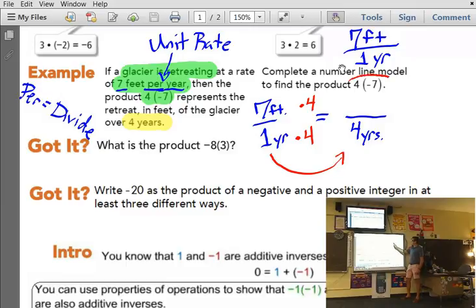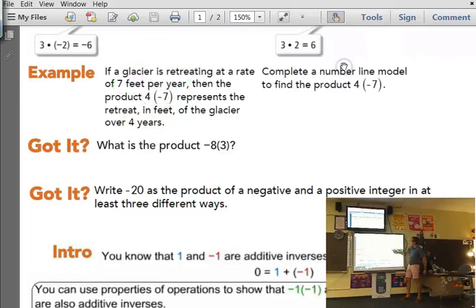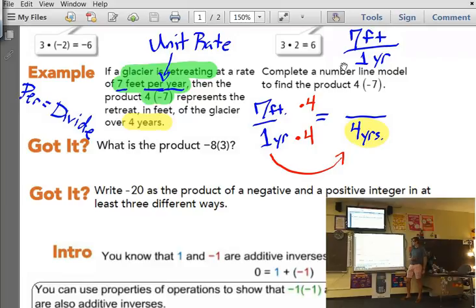So really, this problem is derived from equivalent ratios. We set up the division because that's what the per statement tells us. Then we realize that the denominator I want is 4 years. How do I get there? I multiply everything by 4. So what is 7 times 4?